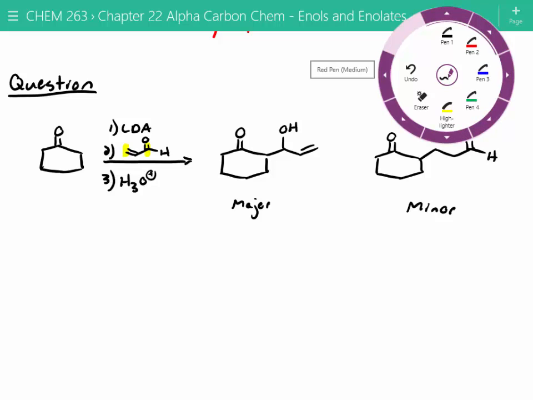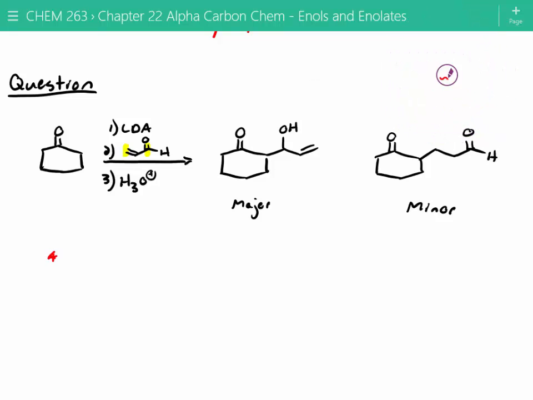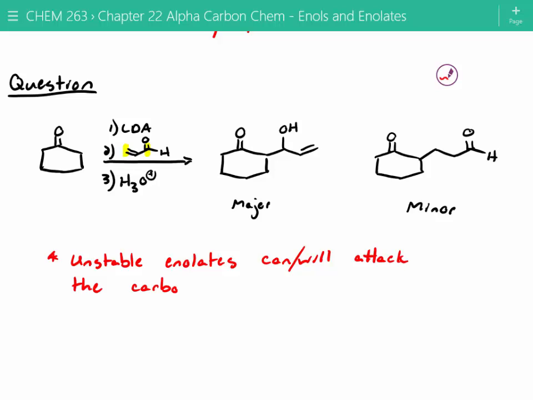So the reason behind this is that unstable enolates can and will attack your carbonyl. How come we have been doing it this whole time?